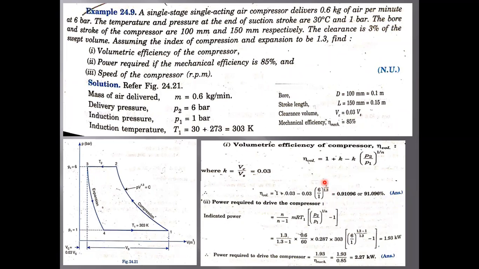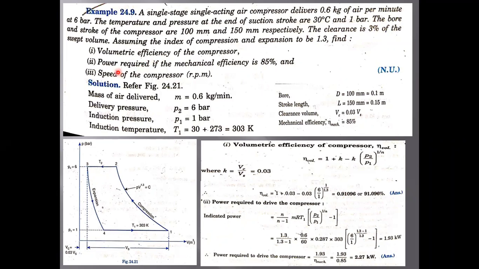So 6 by 1 whole power 1 by n. What is the value of n? 1.3 here. If you substitute all the values in this formula and find the volumetric efficiency, you will get 91.096. If you have any doubts, you can calculate the values with the help of a calculator. Please keep a calculator nearby so that you can calculate these and get the answers. Whatever he has asked, we have found out.